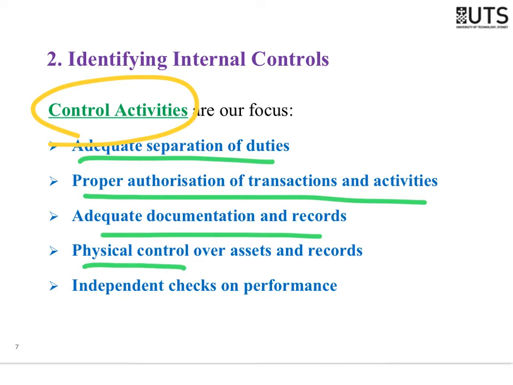Physical controls over assets and records. Guys, passwords, security passes, security guards, locks on the door. These are all physical controls that are trying to keep away unauthorized people, okay? Independent checks on performance. They're the checks to ensure people are doing the right thing. So please make sure that you are comfortable with these 5 categories and are able to provide examples if required.